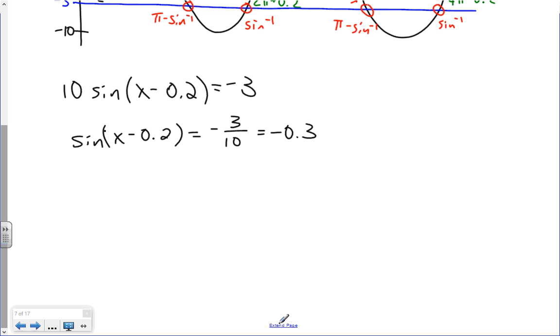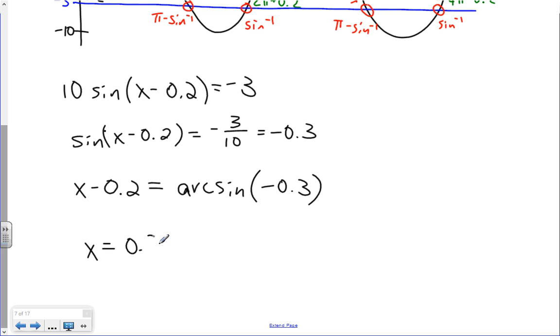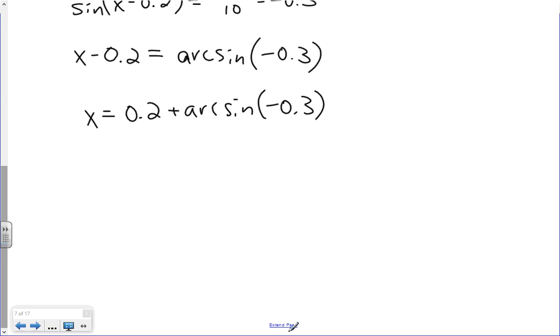And now here's where we use our arcsine for this next step. I'd have x minus the 0.2 is equal to the arcsine of -0.3. And I'm going to keep that in the problem until I finally get x by itself over here on the left. So add the 0.2 and we'll be there. So 0.2 plus the arcsine of -0.3. And finally replace now arcsine with what it's equal to.